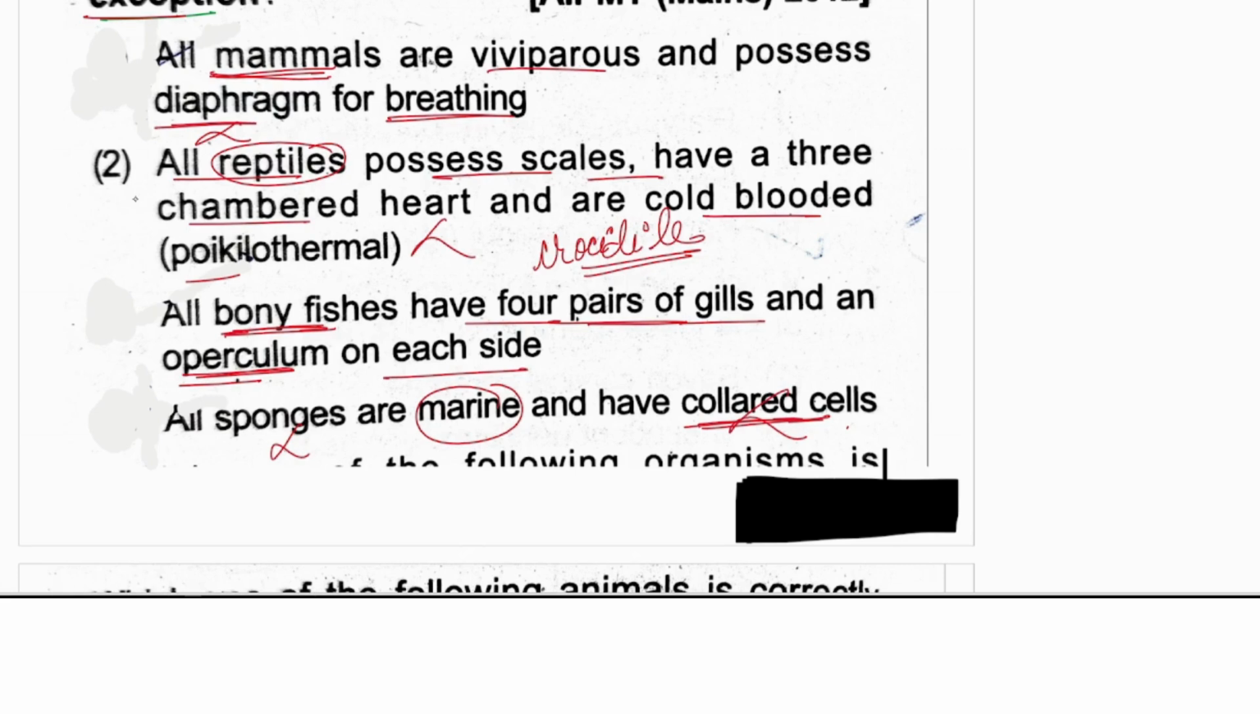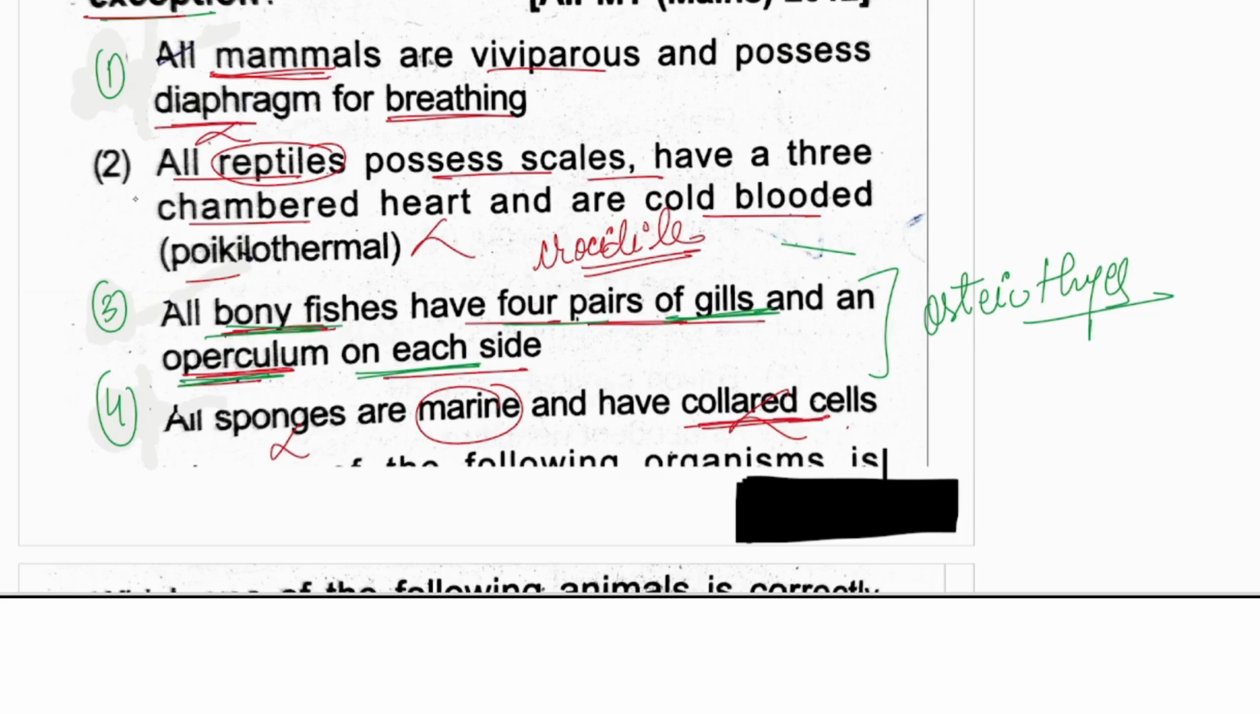First and second would be absolutely incorrect. Let's see the third one again. Bony fishes have four pairs of gills and an operculum on each side. In the bony fishes only, in the Osteichthyes, yes, that is correct. I am always misspelling this. Osteichthyes, all the Osteichthyes, means bony fishes, have four pairs of gills and the operculum on each side, that is correct. Sorry for the inconvenience. Option number 3 would be the correct one.